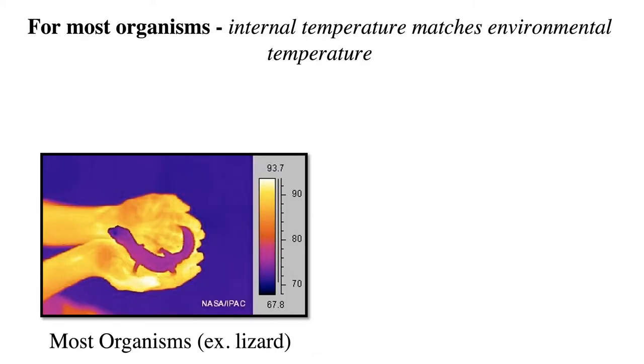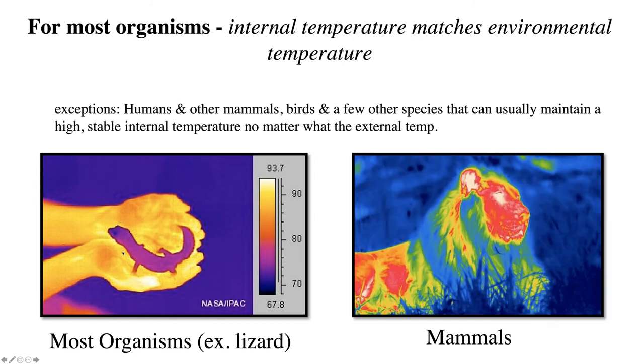And for most organisms, their internal temperature is going to match their environmental temperature. So most organisms are kind of like this lizard that you see here in this thermal image. This is a human's hands, this is a lizard sitting in that human's hands, and you can see that this lizard pretty much matches the background temperature of the external environment. Maybe it's a little bit lighter and a little bit warmer because it's picking up some heat from that human's hands. But for the most part, most organisms that we know of on Earth are like this lizard in that they match the external environment.